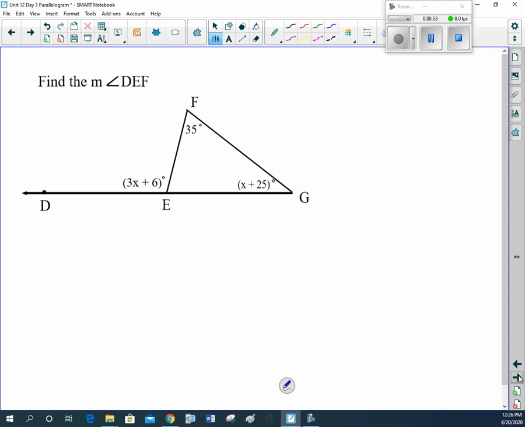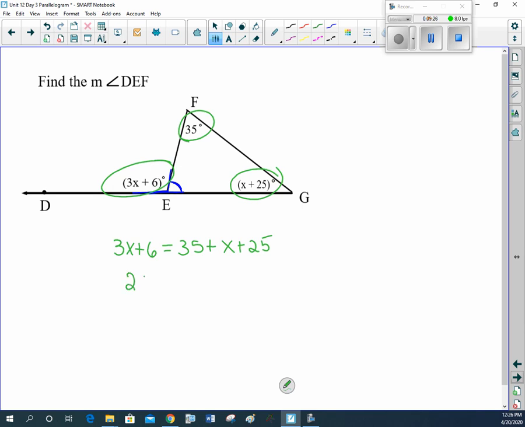Okay, find the measure of angle DEF. So you can see they've moved this exterior angle and my linear pair. So the exterior angle is this one right here. Here's the other angle that matches with it to create the linear pair. So that means these are the interior angles, that 3x plus 6 equals the sum of those 2. So 3x plus 6 equals 35 plus x plus 25.